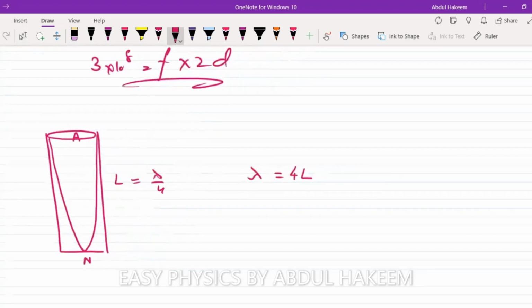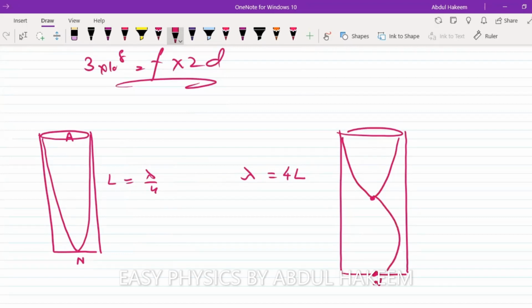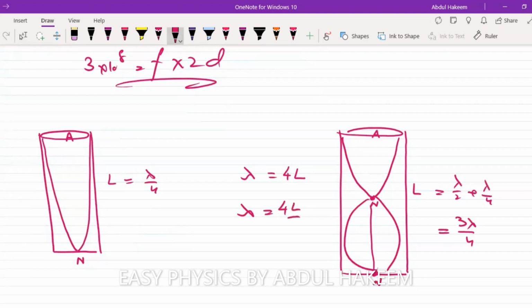Now the second time, when the frequency increases, wavelength decreases. For the second time, when the loud sound is heard, 2 nodes and 2 antinodes are formed. So this is the shape of the wave. So this whole length is equal to node to node lambda by 2 and node to antinode lambda by 4. So lambda by 2 plus lambda by 4, so this is 3 lambda by 4, meaning lambda is equal to 4L by 3.